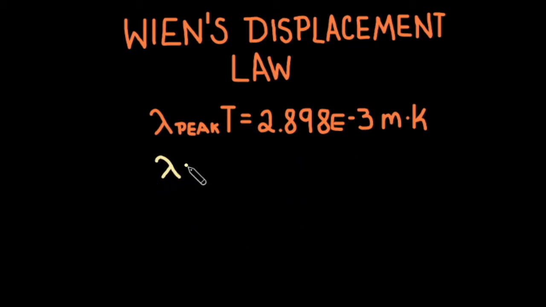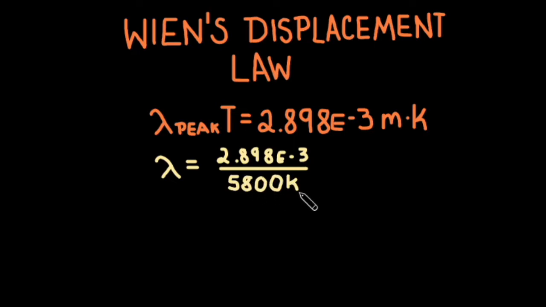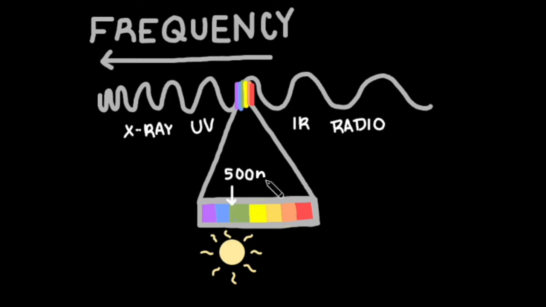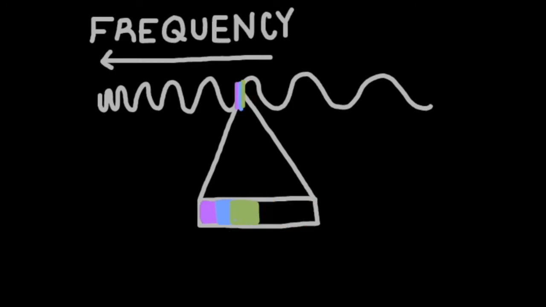The Sun has a surface temperature of 5,800 Kelvin. At what wavelength does its flux peak? If we divide 2.898 × 10^-3 meter-Kelvin by 5,800 Kelvin, we calculate a peak wavelength of 500 nanometers. 500 nanometers is in the visible regime, which is exactly what we'd expect for the Sun's radiation.